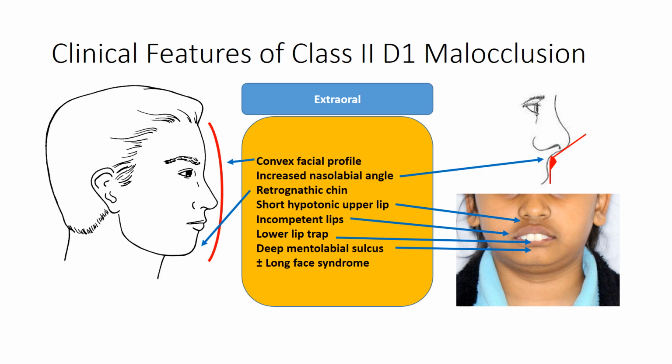What are the clinical features of a class 2 division 1 malocclusion? Let's look at the extraoral features. The patient has a convex facial profile. The nasolabial angle may be increased. The chin is retrognathic. The upper lip is short and hypotonic, and the lips may be incompetent. There is a lower lip trap. The labiomental sulcus is deep, and they may have a long face, meaning increased vertical facial proportions.